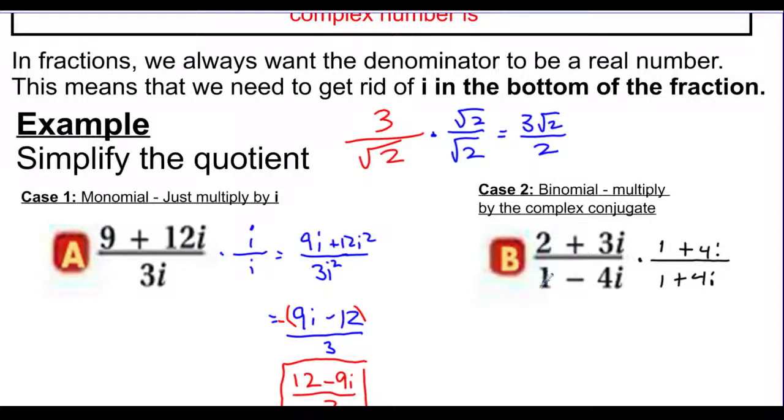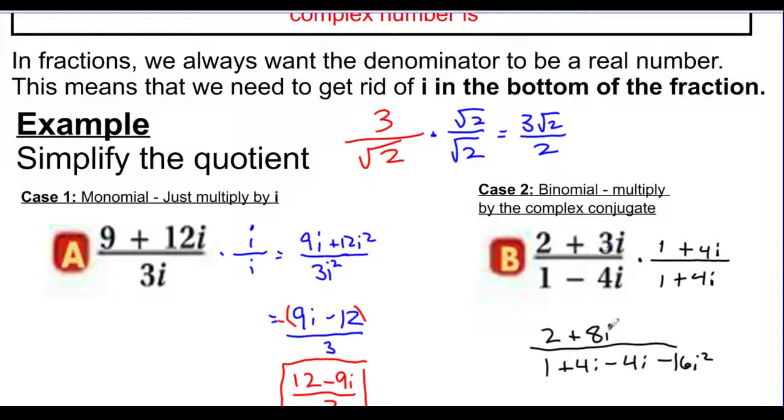So the bottom of the fraction is going to be one of those FOIL problems again. 1 times 1, okay, is 1. 1 times 4i is 4i. -4i times 1 is -4i. And -4i times +4i is -16i squared. Okay, so that's what the bottom FOIL multiplies into. And then I can do the same thing with the top. It becomes 2 plus 8i. Okay, so I did 2 plus 8i.